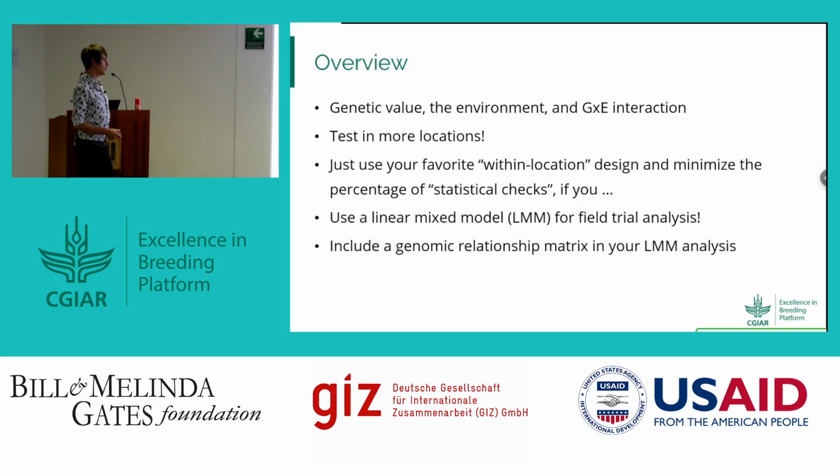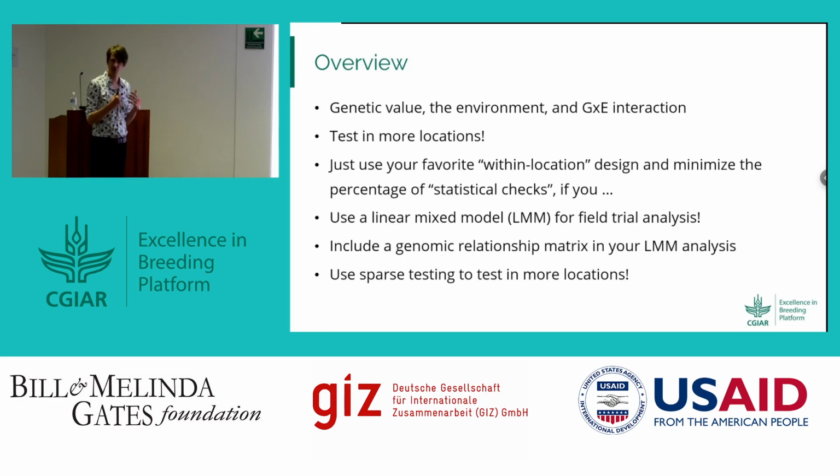Include a genomic relationship matrix in your linear mixed models if you can. Hopefully you can. Otherwise, let's try to get to that point in the next couple of years. And use sparse testing to test in more locations. This is also, again, ordered in a hierarchical manner. So this would be the last step for you to optimize it. This is nothing you probably would do just as a first step to optimize your field trials.